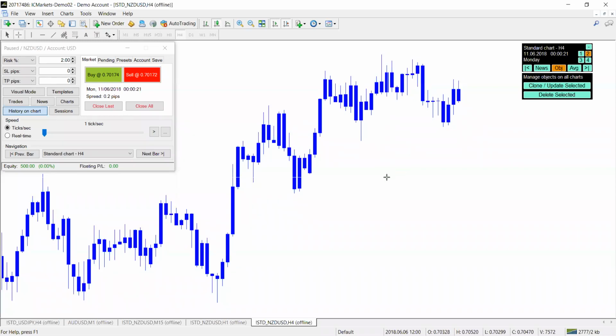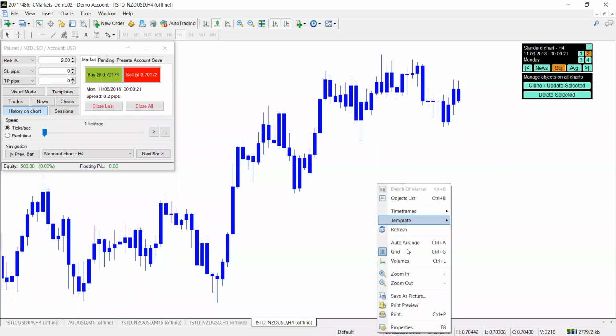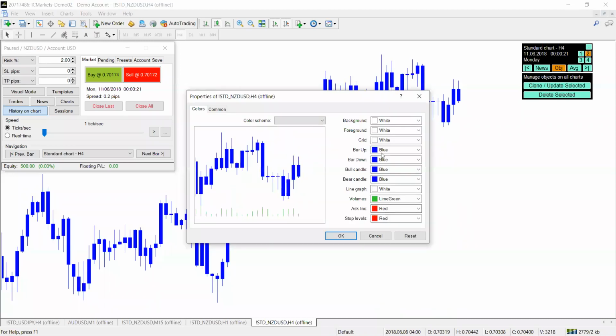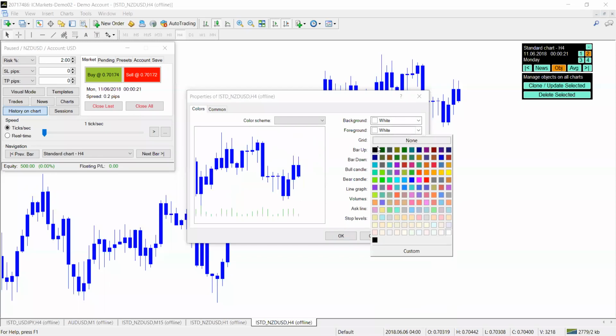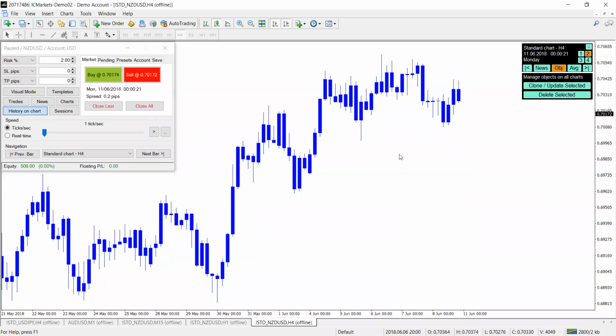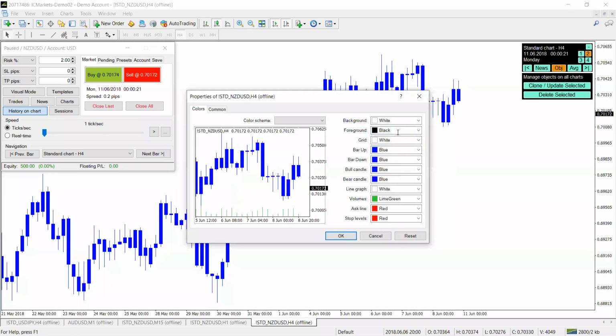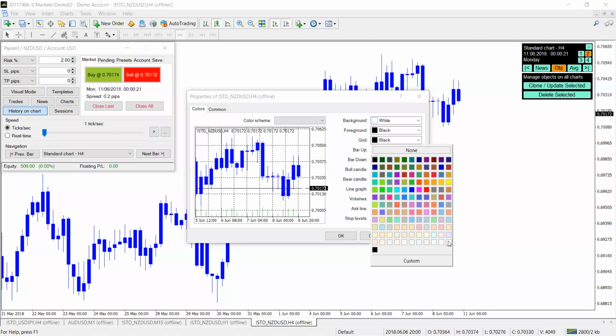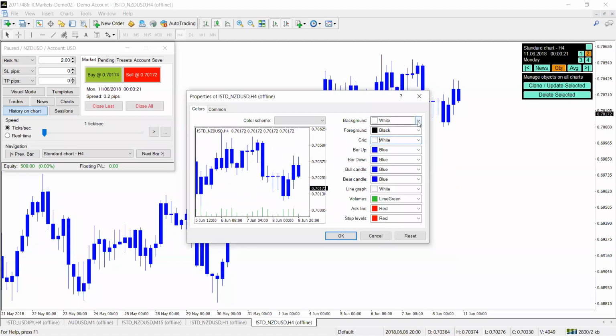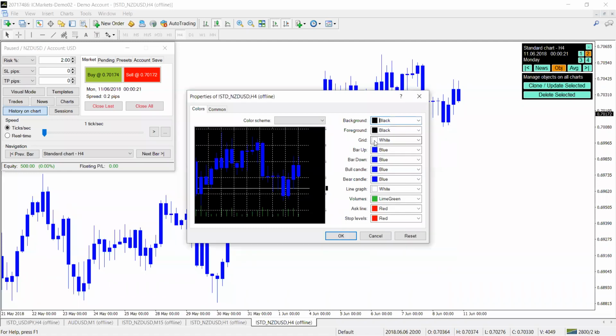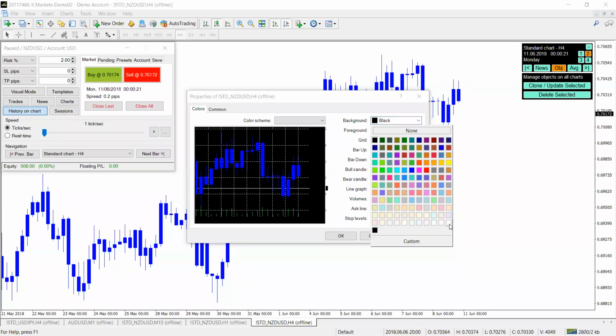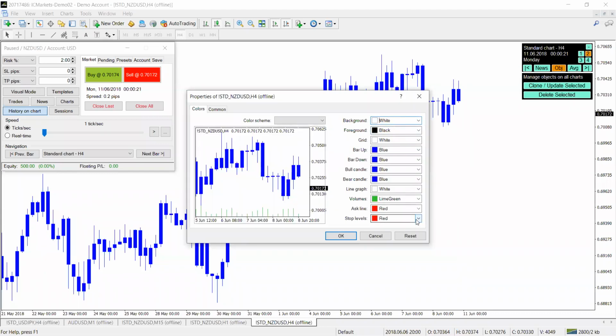We need the crosshairs on, don't we? Properties. And foreground, I believe, has to be black. Okay, I thought so. Foreground, grid has to be black. Oh no, grid has to be white and background white. How do I change this?